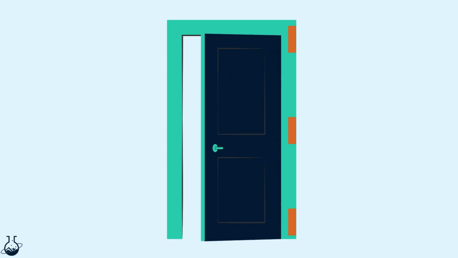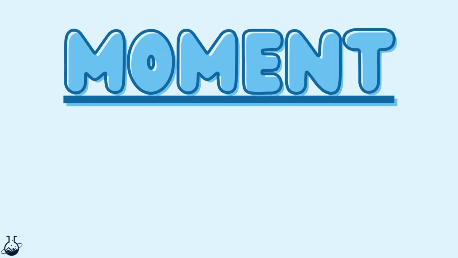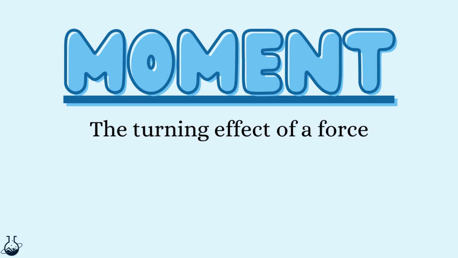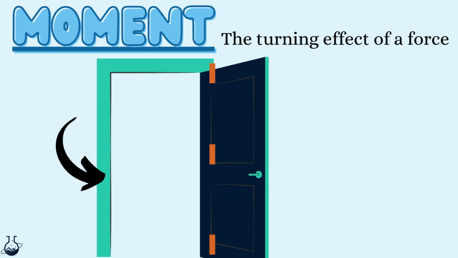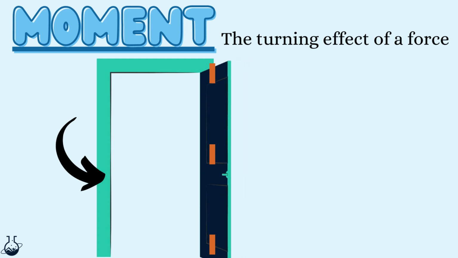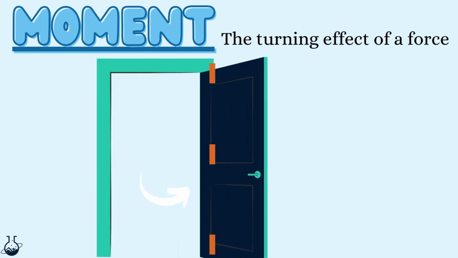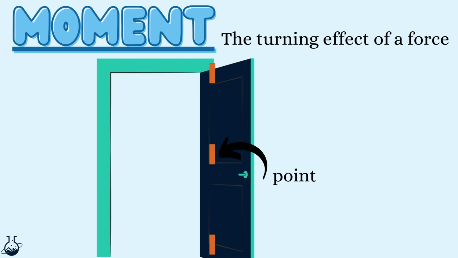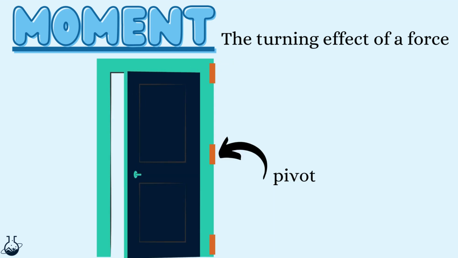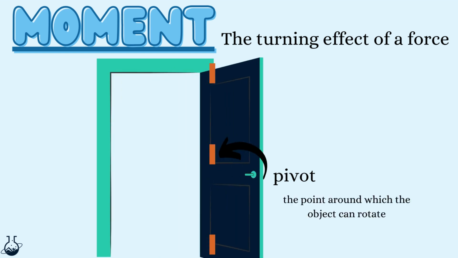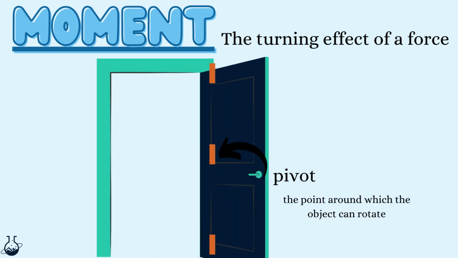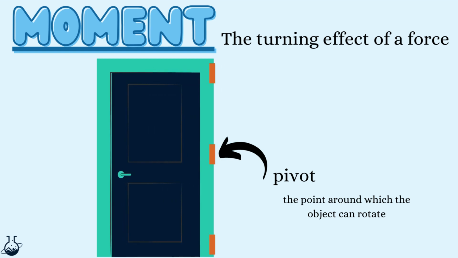This concept is all to do with moments. Moments are described as the turning effect of a force. In the case of our door, we applied a force. We pulled the door handle, and the door opened because it can rotate around a fixed point. This is called the pivot, which is defined as the point around which an object can rotate. We'll come across more of these in a bit.